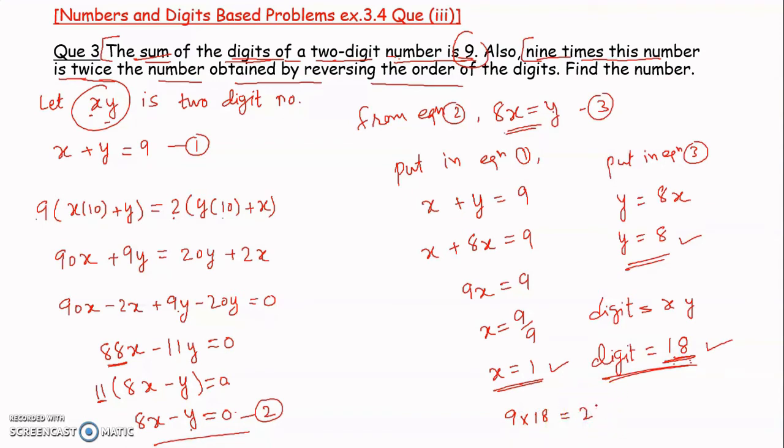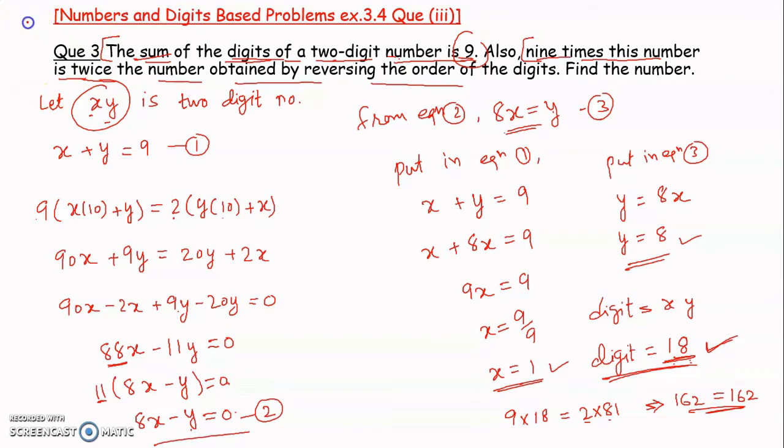twice the number obtained by reversing the order. So if you reverse the 18, it will become 81. So here 9 multiplies 18, so you will get 162. And if you multiply 2 with 81, then also you will get 162. It means our answer is correct. Okay, got this third question correctly.